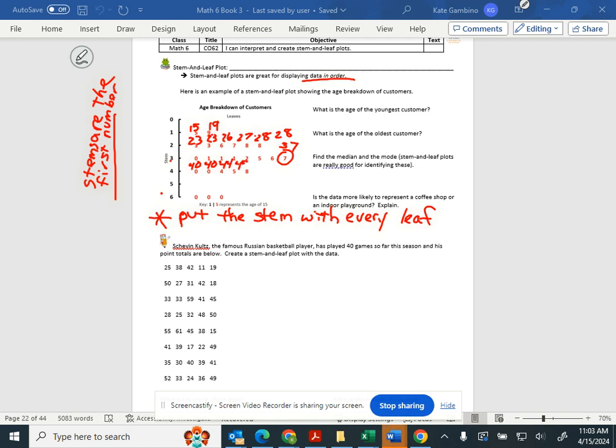Too many of us in the homework said, oh, look at all those 5s, that's my mode. No, it wasn't, because those aren't 5s. That's 45, that's 35, that's 15. So you need to know what the stem and the leaf represent. You need to put them together to work with your data. Does that make sense? Okay, so your first step is to put the stem with every leaf, so you know which numbers you're working on.